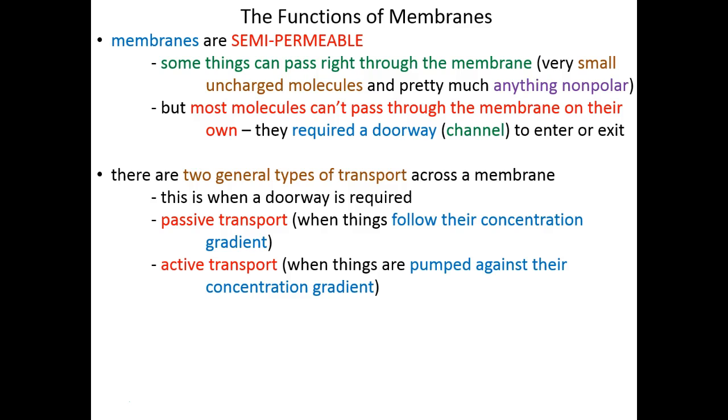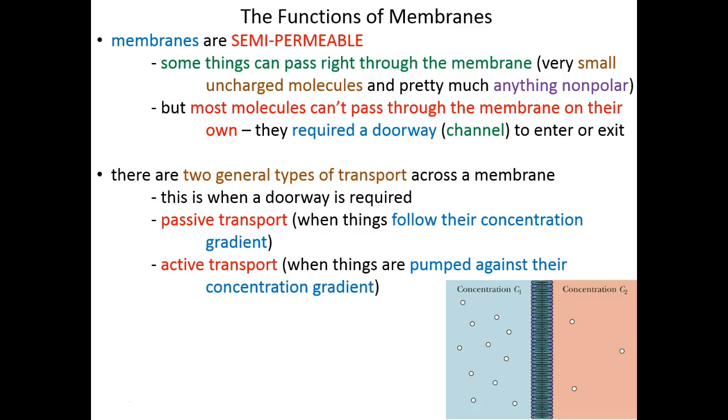When a molecule cannot passively diffuse across the membrane on its own and requires a doorway in order to cross the membrane, and on top of that, it's moving against its concentration gradient from low concentration to high, that is active transport. Transport because it required the doorway in the first place, and active because it is an energy-consuming process as we pump things against their concentration gradient.